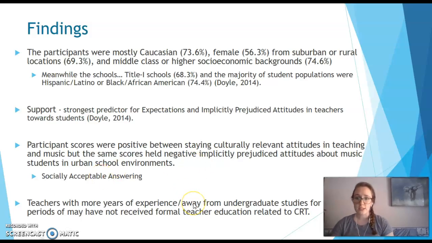And then finally, teachers with more years of experience, or you can think of this as teachers that have been away from their graduate studies for longer, may not have received formal teacher preparation or studies or experiences about culturally relevant teaching. So you could think about this as older teachers possibly being kind of stuck in their ways. They're using what has worked in the past, but they're not coming up to speed with how to be culturally relevant in the classroom.